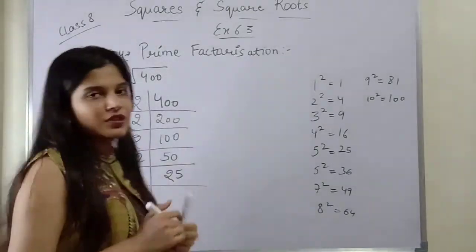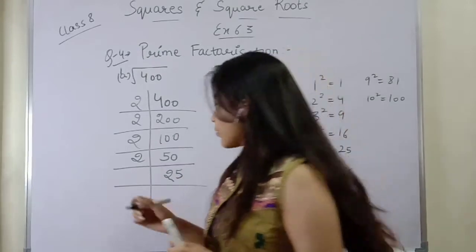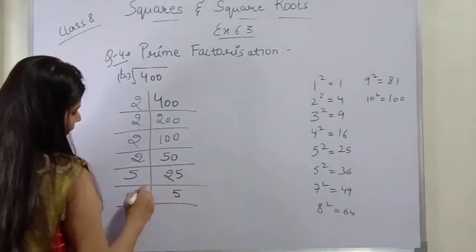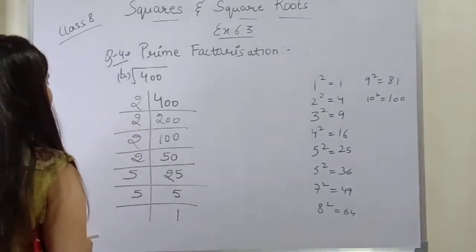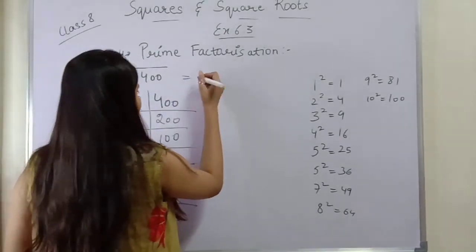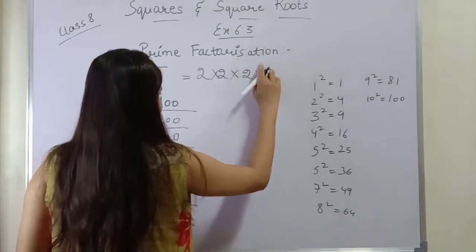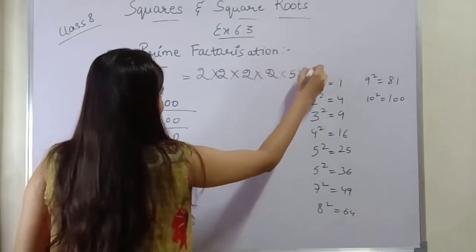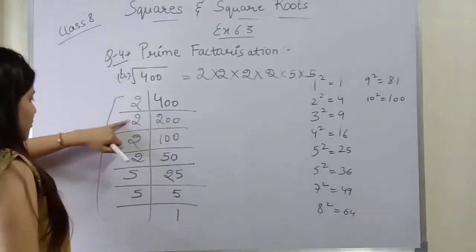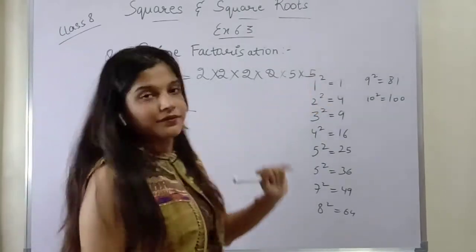अब ये 2 से तो नहीं जाएगा. Now ये जाएगा 5 से. 5 5s are 25, right? So 5 5s are 25. Now 5 1s are 5. तो अब जो हमारे पास ये numbers आए, we will write them in a row and then we will do pairing. 2 into 2 into 2 into 2 into 5 into 5. Okay, so now 1 2 3 4 2s and 2 5s. ठीक है, perfect.